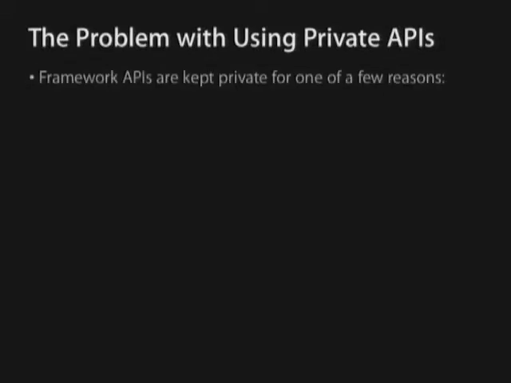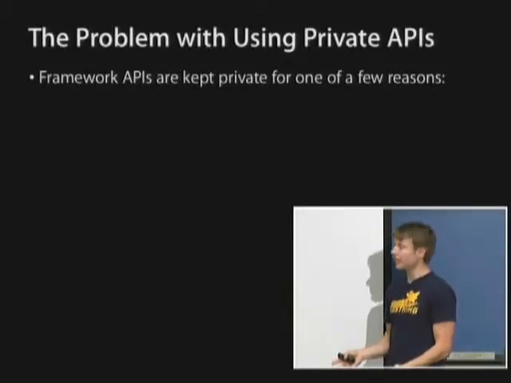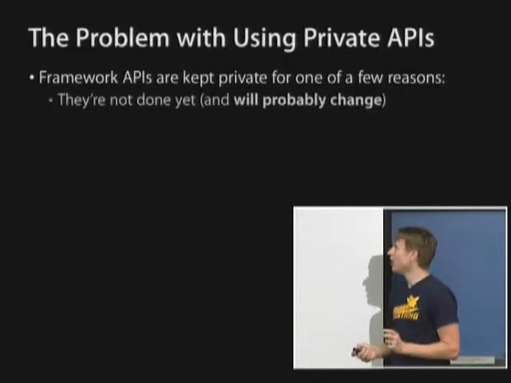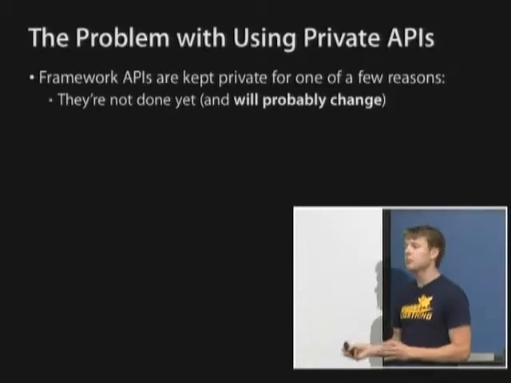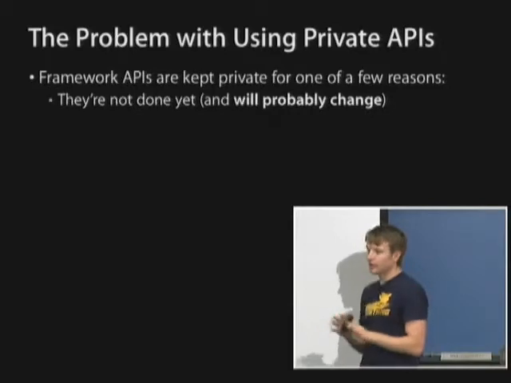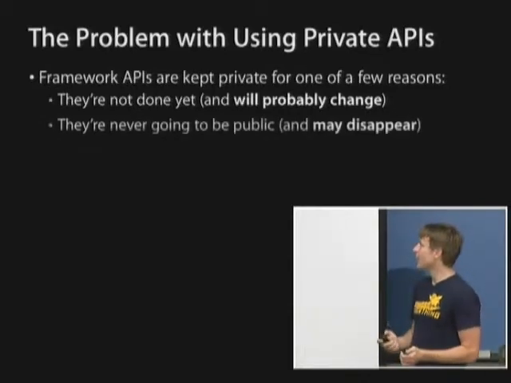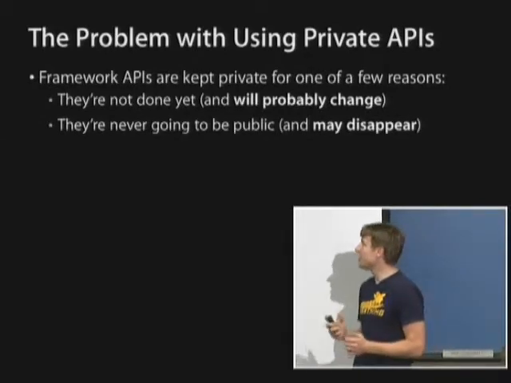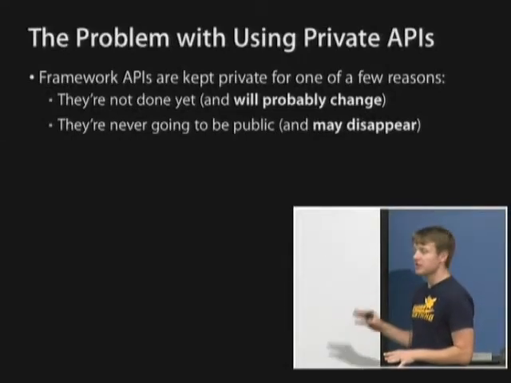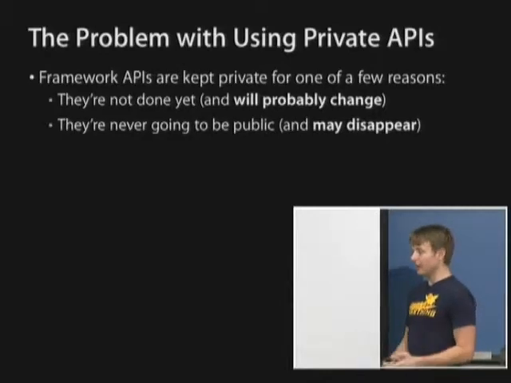So the problem with using private API, I'm going to put on my Apple hat here for a little bit. Framework APIs, stuff in UIKit, maybe there's a method on UIColor that isn't public for some reason. It's probably being kept private for one of 2 reasons. One is that it's not done yet. It's something that's in progress. Maybe it has bugs. Maybe the system apps know how to work around the bugs, but we're not prepared to expose it to you. The other reason is that it may never become public, and it may actually go away. Maybe it's only a temporary placeholder, and this method or this class is not going to be around for long.